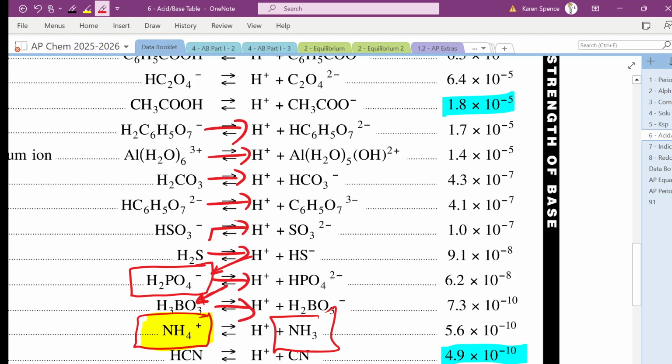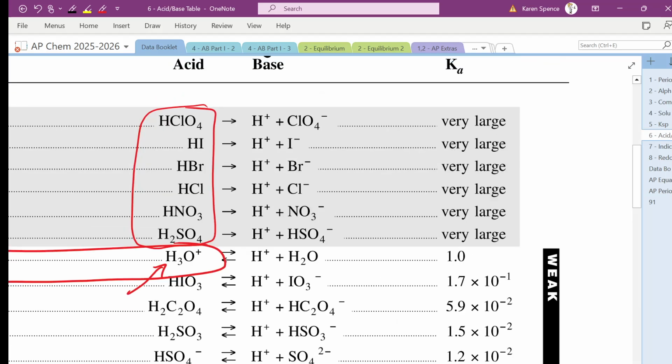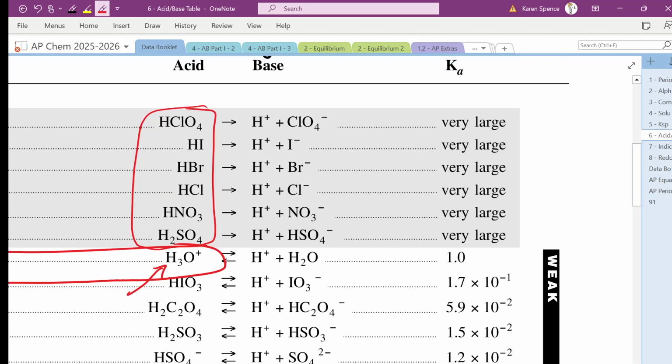Okay. Now, how much of this do you really need to understand? Not a lot. Okay. Honestly, all you really need to know about the leveling effect is that it makes all the acids above H3O plus all the same strength. Right? All of these ones all have the same strength because they're all strong. You can't be more than 100%. Right? So that's why it's called the leveling effect. It levels all the acids above it.